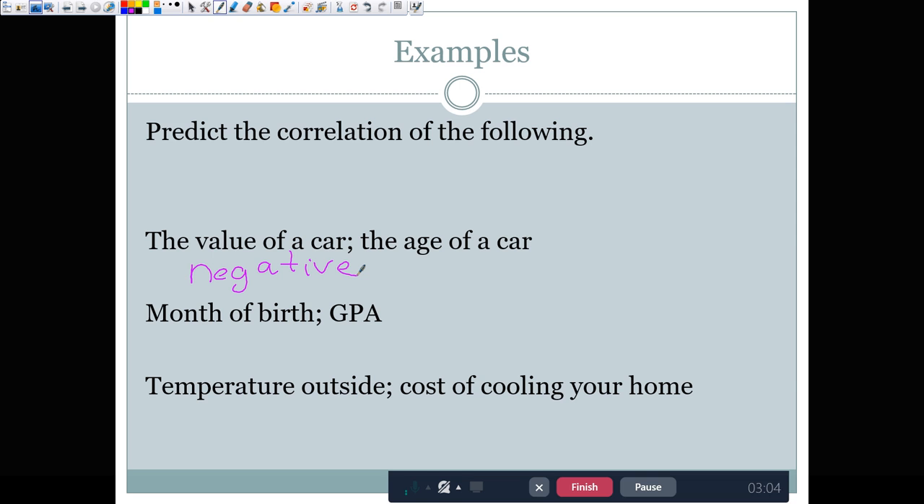Month of birth and GPA. No correlation. The temperature outside and the cost of cooling in your home. Positive. The hotter it is outside, the more money you're going to be spending on AC. So when you're describing a correlation, you can describe it like this: if the temperature increases, the cooling cost increases as well. And that would be how you would explain it being positive, okay? Or negative, or whatever the situation is.